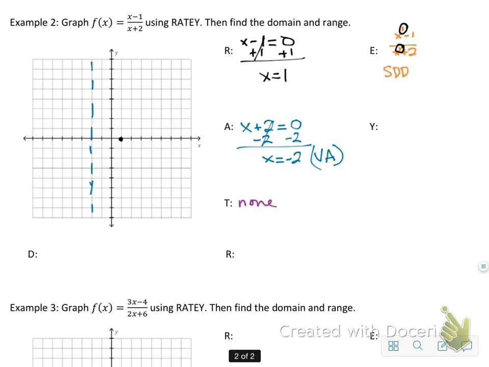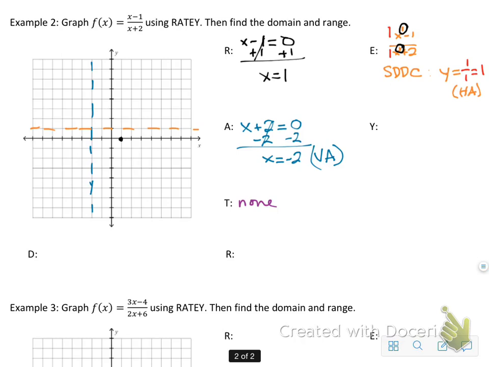So we use SDDC. Same degree, divide coefficients. So we really have the coefficient in front of x is 1, and the coefficient on the bottom is 1. So we have 1 over 1, which is 1. That means we have a horizontal line, dotted line, at 1. So we'll be up here.